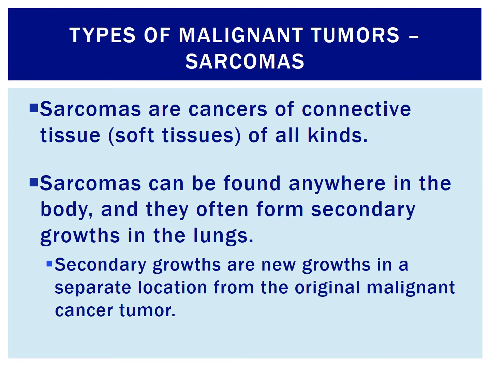Sarcomas are the other type of cancer. This type is a cancer of connective tissue of all kinds. Connective tissue helps to protect organs, connect tissue in the body, and support the structure of the body. Sarcomas can be found anywhere in the body, and they can form secondary growths in the lungs. Secondary growths are new growths that are in a separate location from the original malignant cancer tumor.